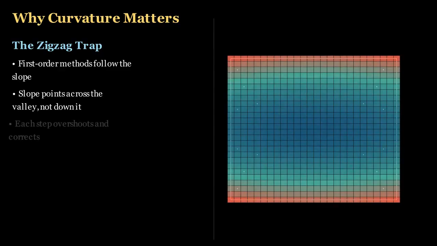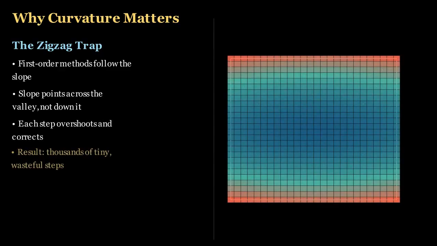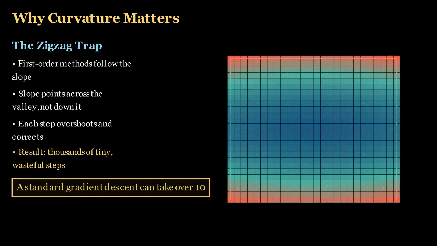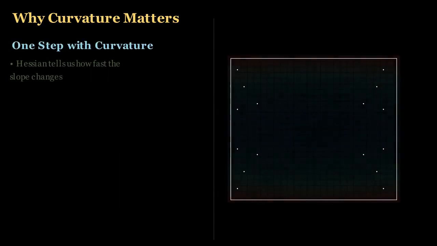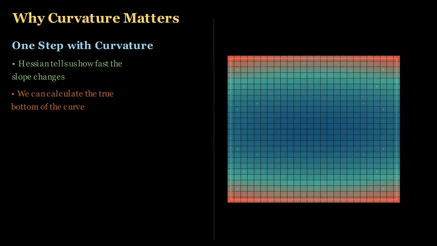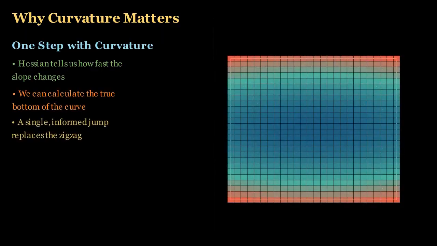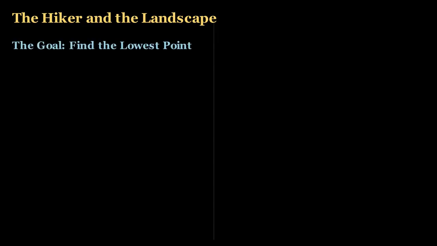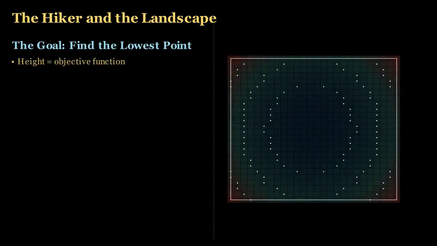Here's why that matters. A first-order method only sees the local slope. On a curved surface like this narrow valley, the slope points sideways, causing a zigzag that never goes straight to the bottom. The Hessian measures how quickly the slope itself changes. By using this curvature, we can predict where the slope will become. We just saw why curvature matters.